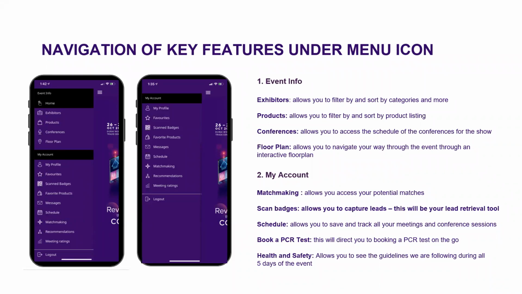The second tab that you see over here is the My Account tab, where you can see the matchmaking tab, which allows you to access your potential matches based on the interest categories that you have selected. Scan badges feature would allow you to capture the leads and you would be able to build your own pipeline. You can also see your own personalized schedule, which will allow you to save and track all your meetings and conference sessions.